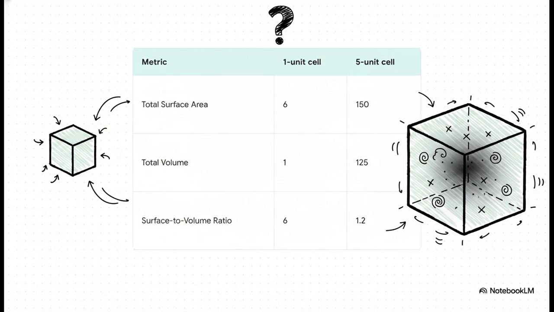Let's do a little data analysis here on cell size, because you might be wondering, why are cells microscopic in the first place? Why aren't we just made of one giant cell? Look at the math. A basic one-unit cell has a surface-to-volume ratio of 6. That ratio is absolutely crucial because the surface area, the membrane, is the only way nutrients get in and waste gets out. But if we scale that cell up to 5 units, the total volume skyrockets to 125, while the surface area only hits 150. That plummets our vital surface-to-volume ratio down to a mere 1.2. The data clearly shows that a cell that large would just suffocate and starve. They literally have to remain microscopic to survive.